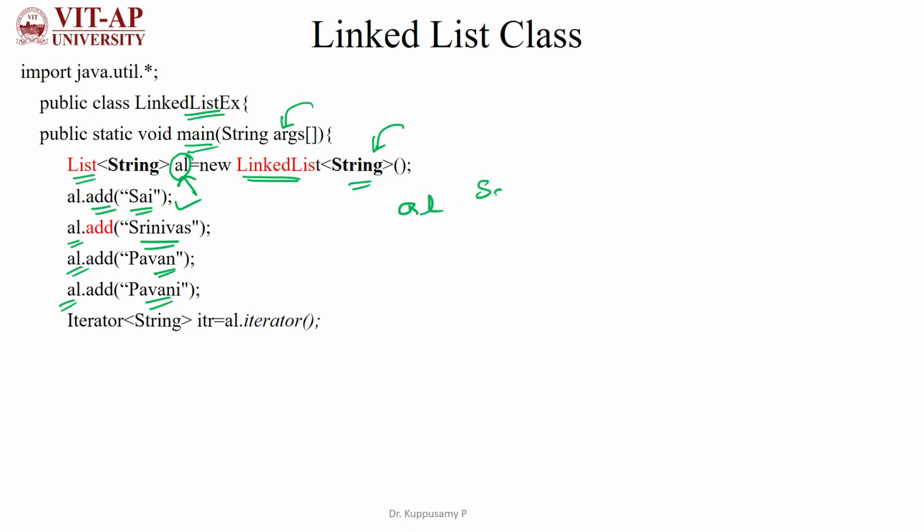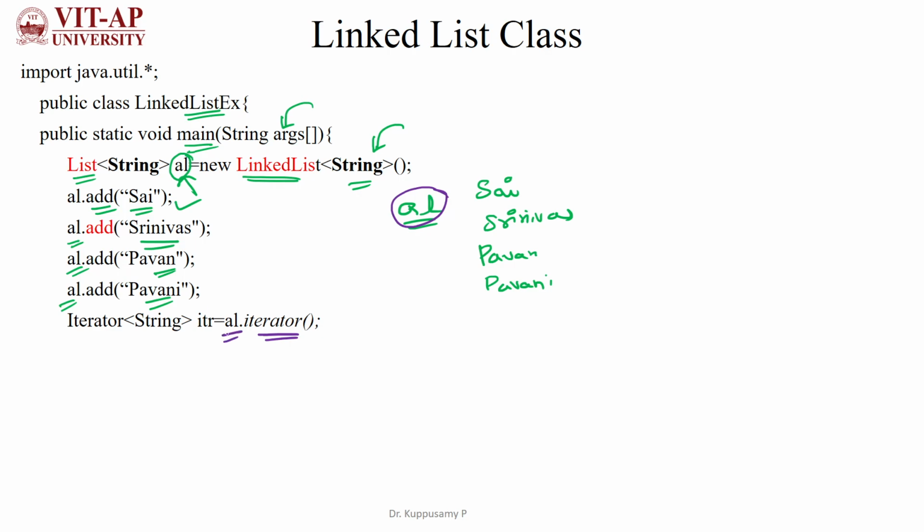One is sai, another one is srinivas, the third one is pavan, and the fourth one is Pavani. So this object has four elements. Now for displaying the data stored in the object al, we are going to use the iterator method. The iterator method is used to display, I mean access, the values stored in the object.